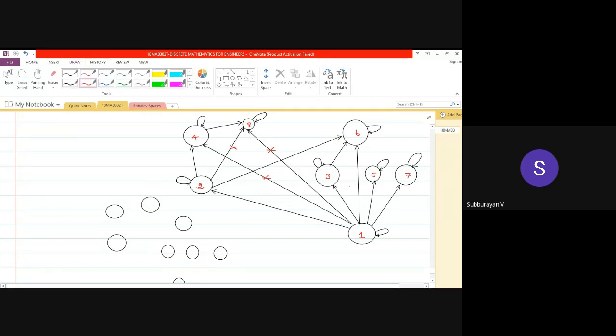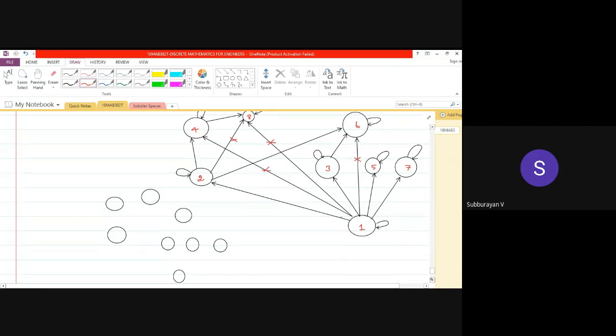Similarly, we can travel from 1 to 6 in this way: 1 to 3 and 3 to 6. But there is a straight edge from 1 to 6. This is due to transitivity, so we can remove this edge. And there are no other edges. Then we'll have a simple Hasse diagram.